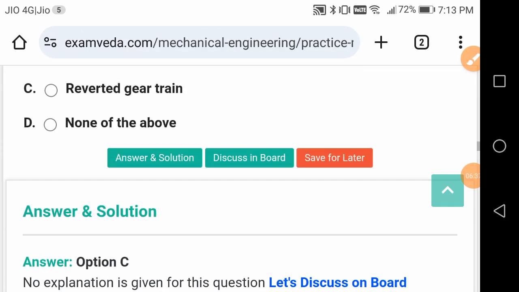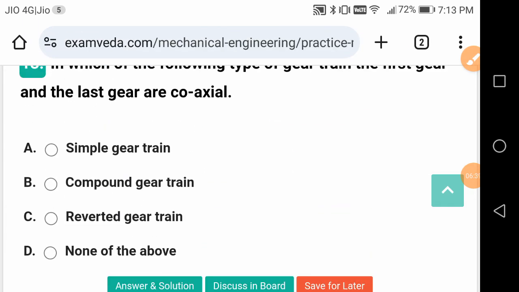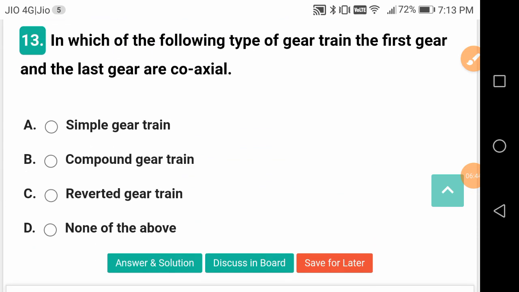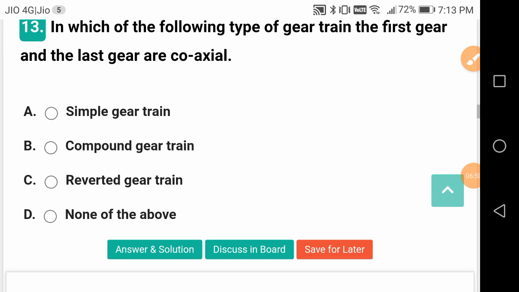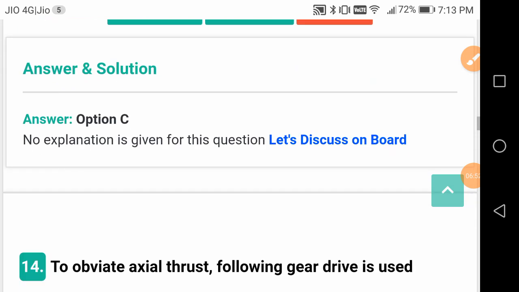Compound gear train, we are going to have large ratio within small space. Compound gear train is used, in which middle shafts will be carrying more than one gear. Simple gear trains, each shaft will have only one gear. They will be coming in mesh.